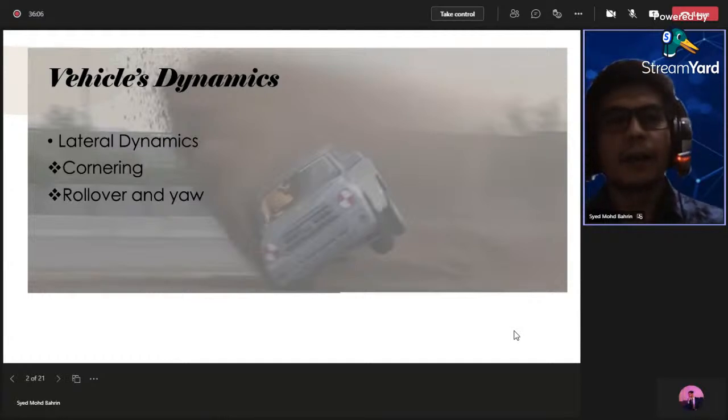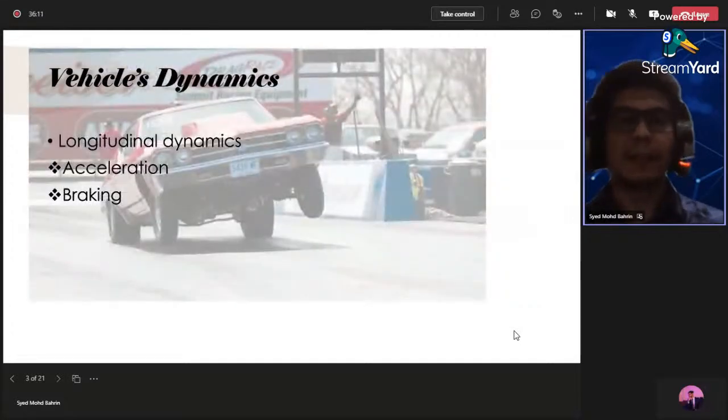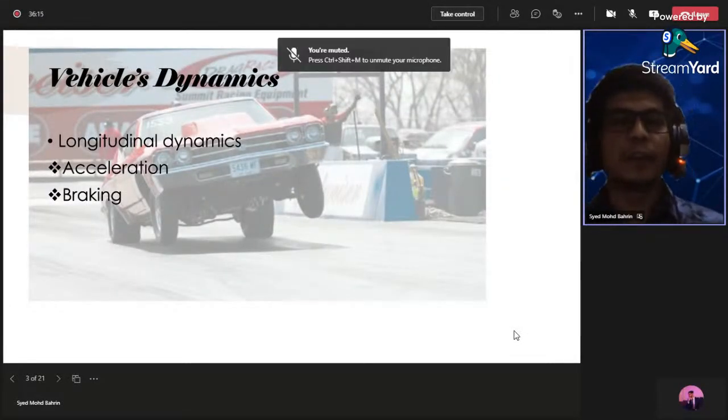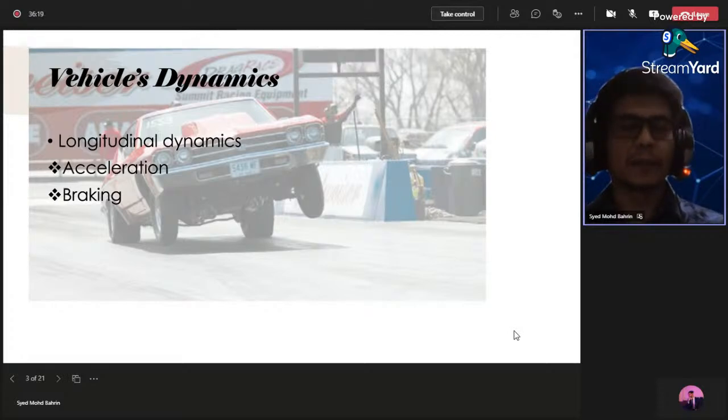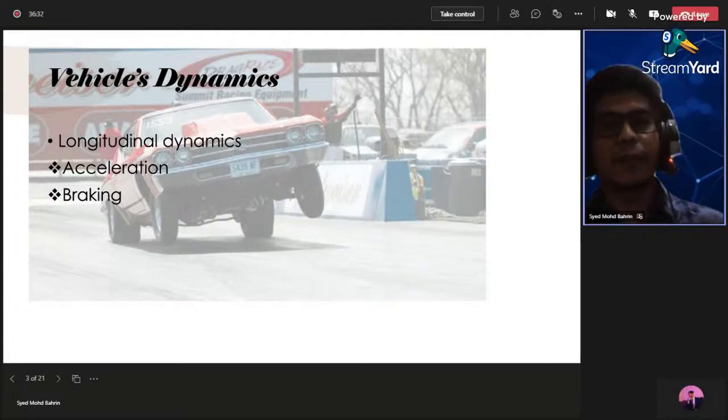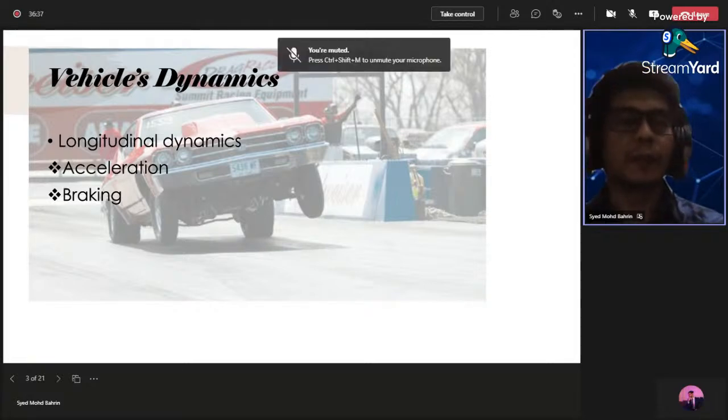The second type of vehicle dynamics, which I'm going to talk about today, is the longitudinal dynamics. This might normally happen during extreme braking or accelerating. Say, for example, you drive at very high speed, and suddenly you see something crossing over the road, and you press the emergency brake. Then you can feel that the rear part of the car is basically shifted up a bit compared to the front part.